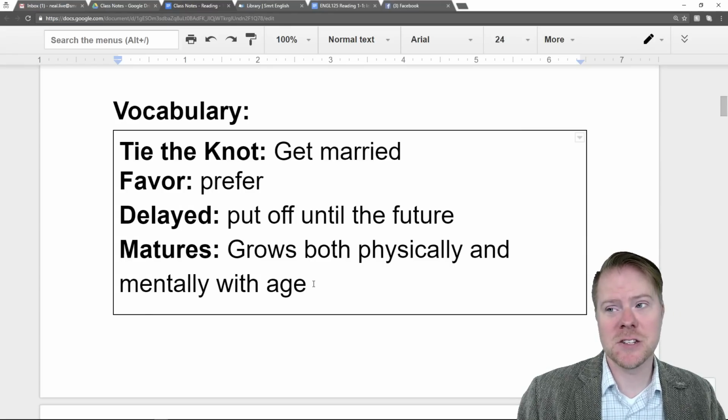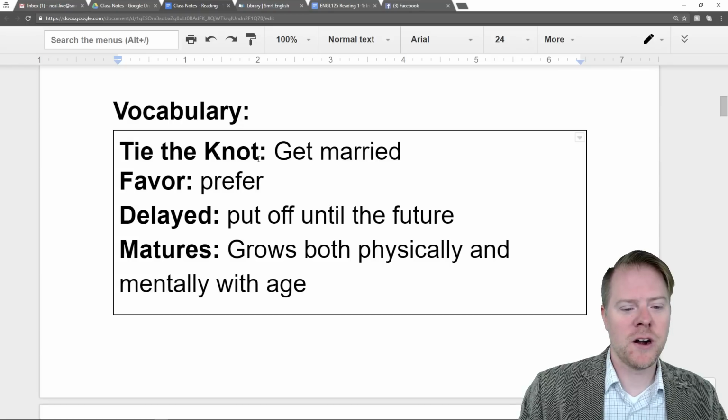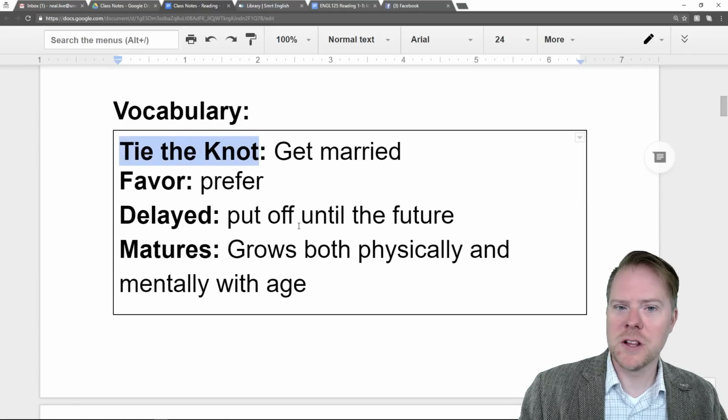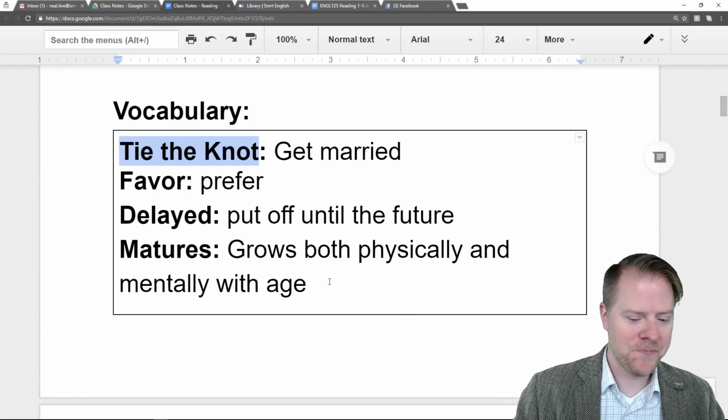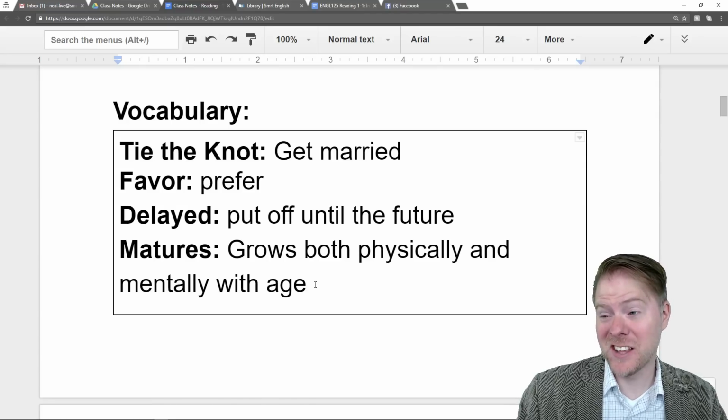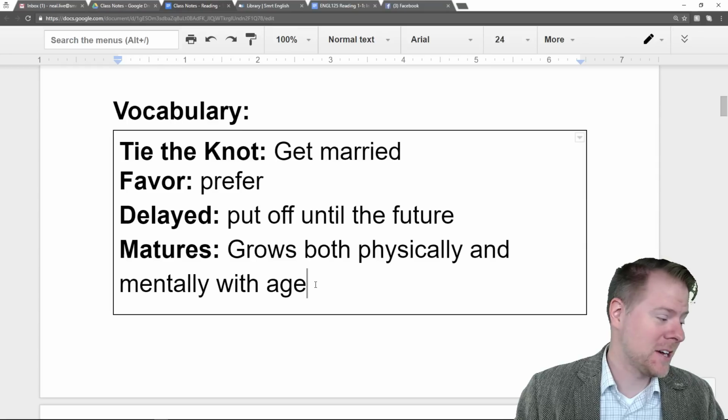And slang is constantly changing, where idioms don't really change. This meaning, tie the knot, has been around for a very, very long time, and the meaning has not changed over time. Slang can change, like a slang word can change over time.